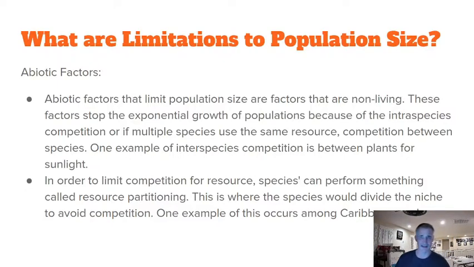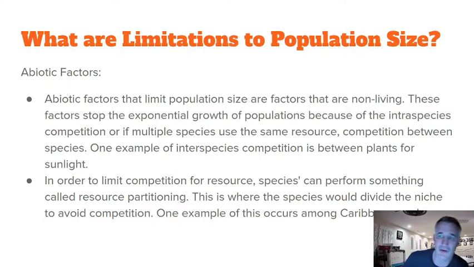So let's start looking at these limitations to population size. We talked about abiotic and biotic factors. Let's move into the abiotic first, and we'll go through this rather quickly, and then we'll move into the biotic factors as well. Abiotic factors that limit population are factors that are not alive. Abiotic simply means not living. Biotic would be alive, abiotic not alive. These factors stop the exponential growth of populations because of intraspecies competition or interspecies competition, either one.